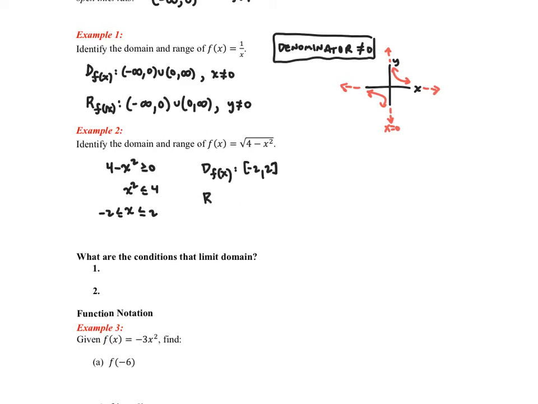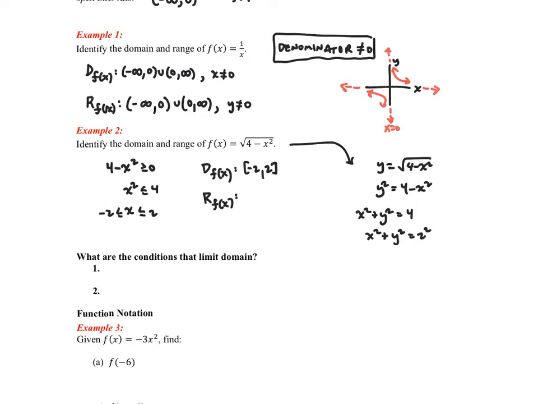Now, the range, again, like I did in the first example, I'm going to consider in a visual nature. But in order to do that, I'm going to set y equal to the square root of 4 minus x squared and help you to kind of work through visualizing this in a formulaic sense. Okay, so I'm going to square both sides. And then I'm going to add x squared. Now, you may recognize this. If I put it in this form, this is the equation of a circle centered at 0, 0 with a radius of 2.